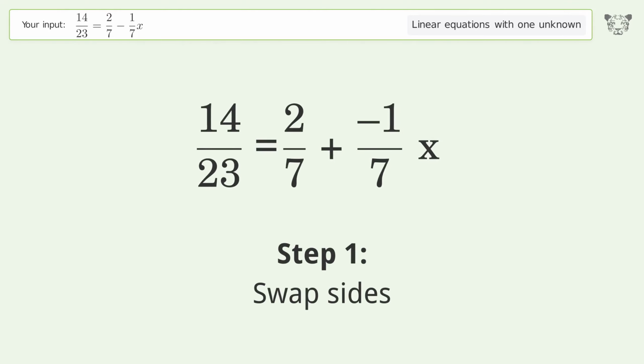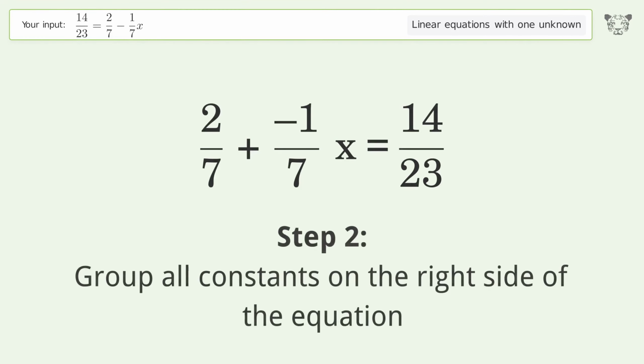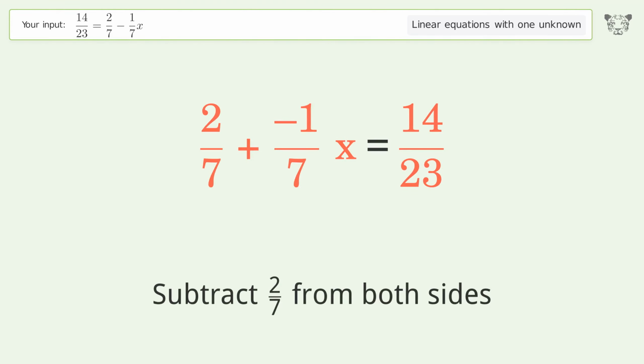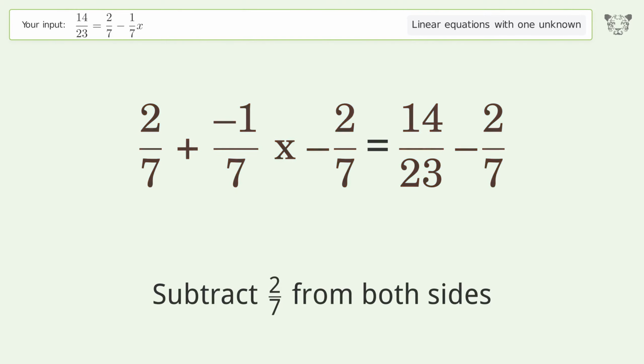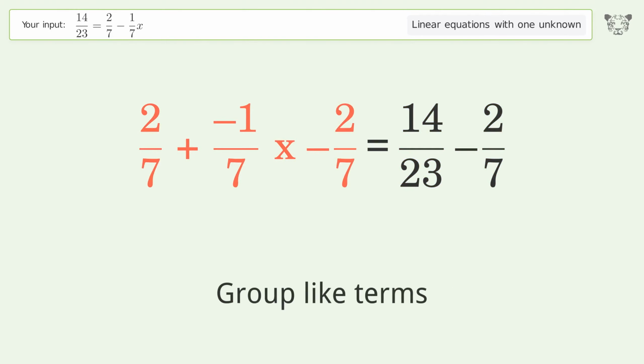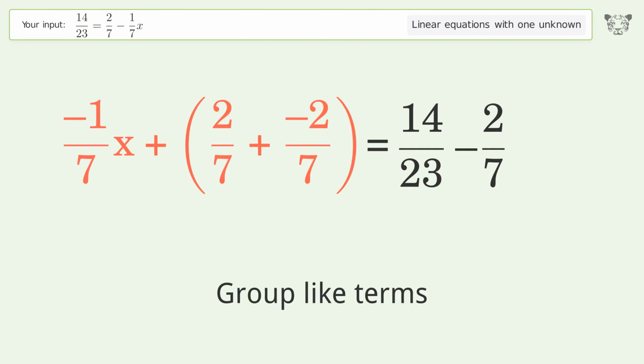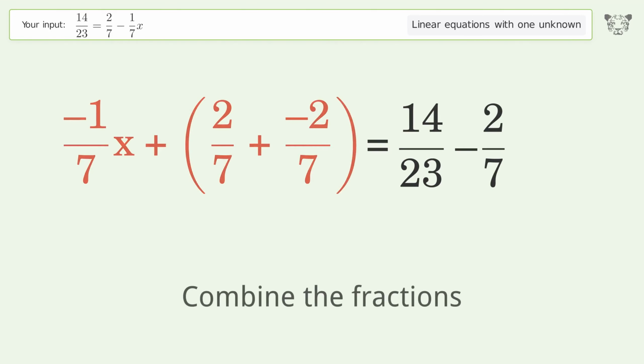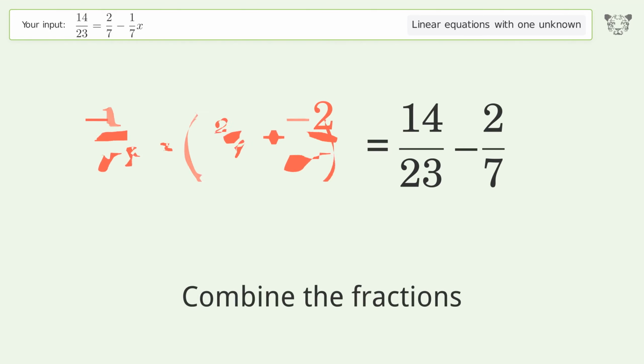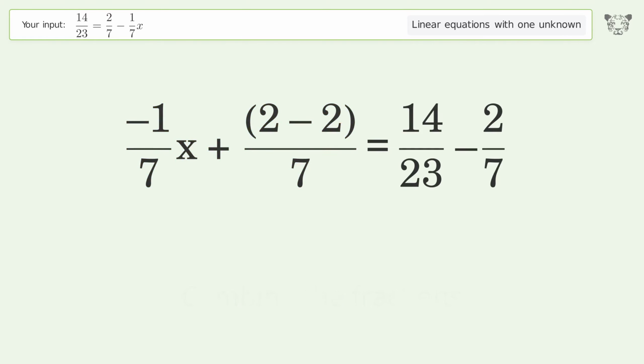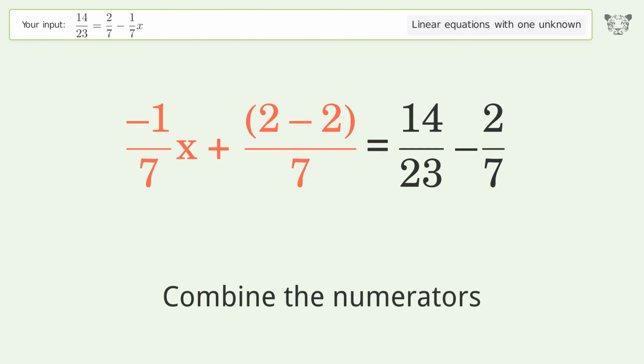Swap sides. Group all constants on the right side of the equation. Subtract 2 over 7 from both sides. Group like terms. Combine the fractions. Combine the numerators.